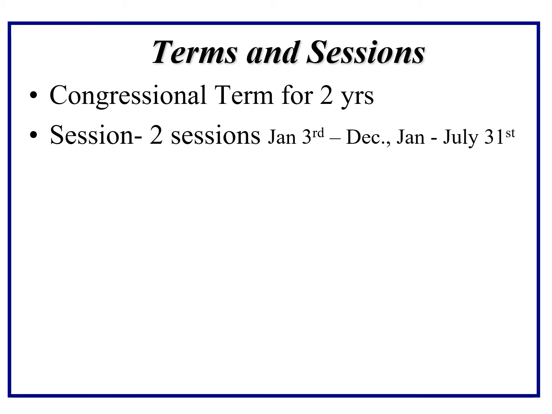We already know this. Congressional term is 2 years. So a session lasts from January 3rd through December, and then the next one, January through July the 31st. And that's when the session kind of ends. But of course, they can call these office holders back in to meet. So they're currently in session right now.